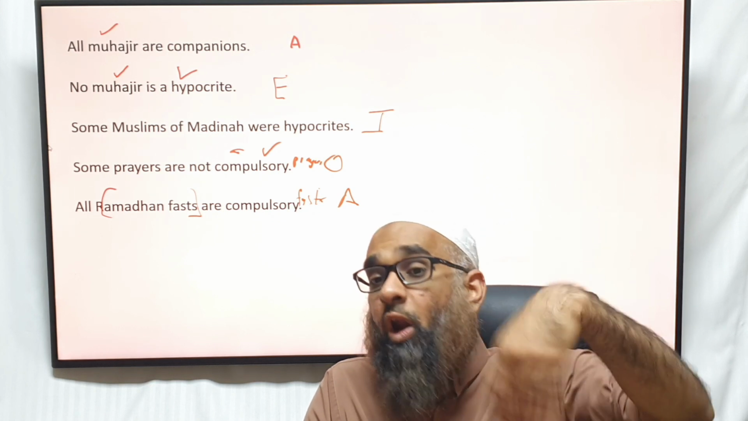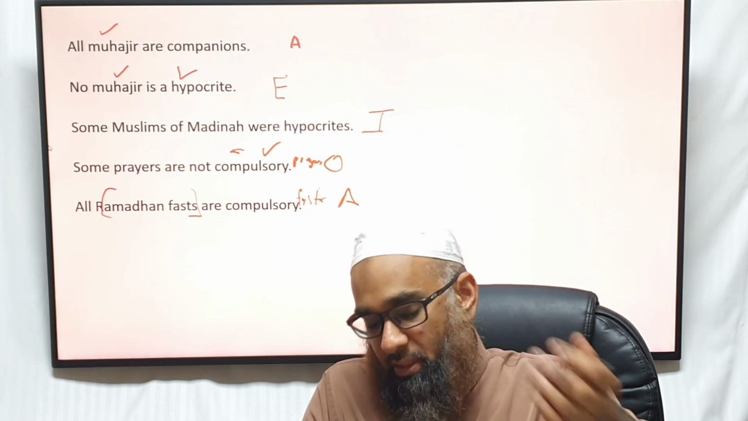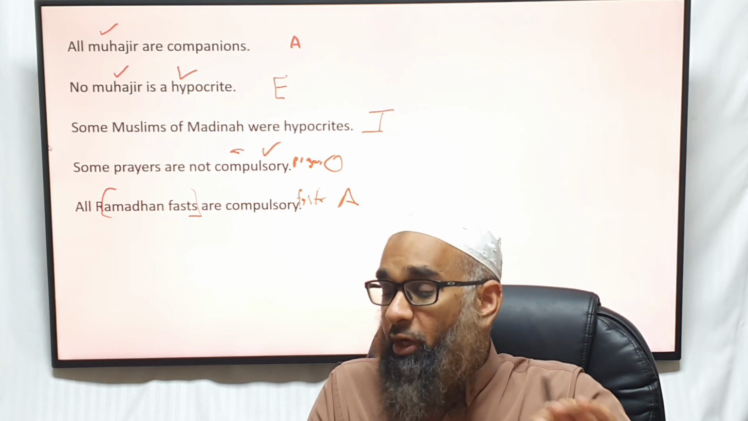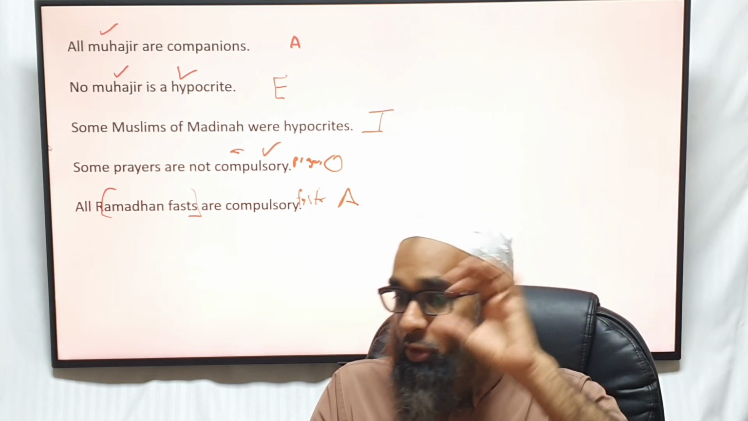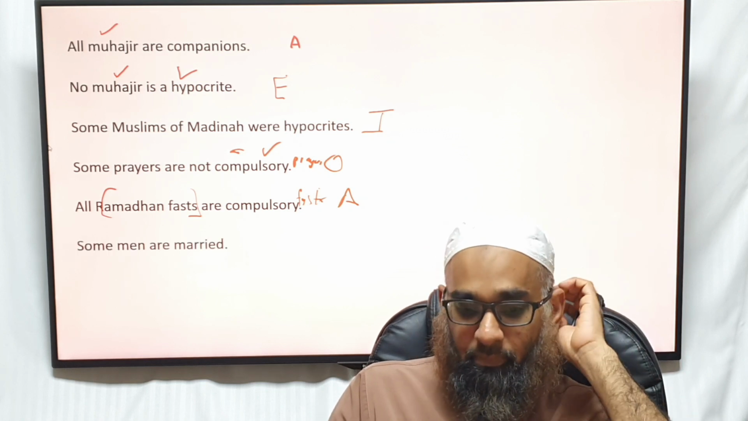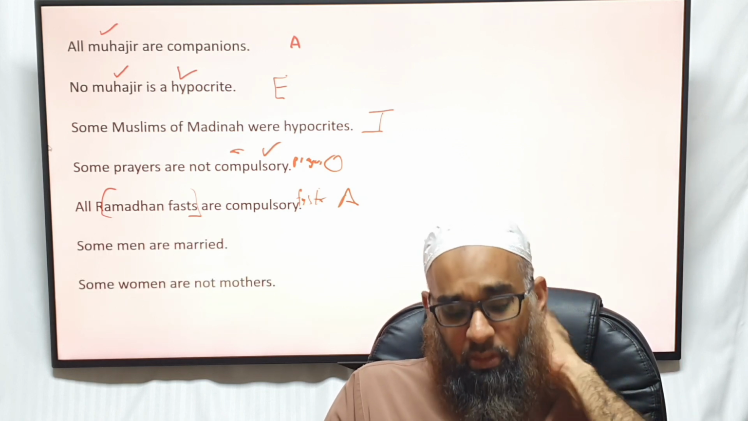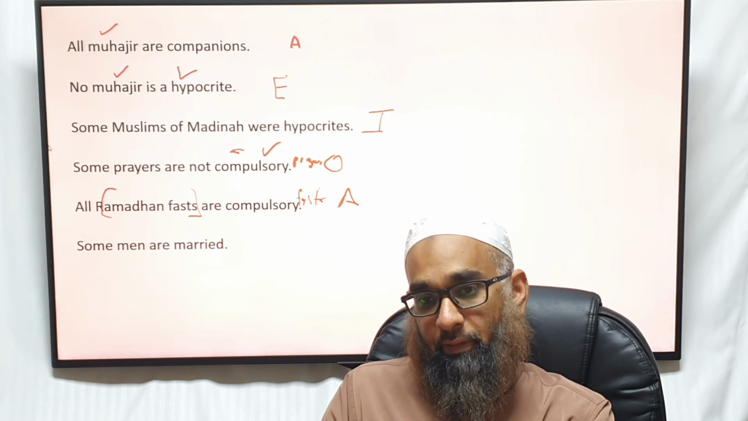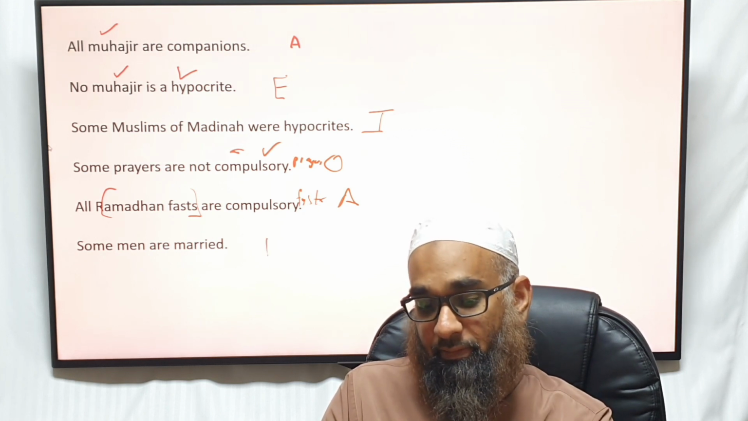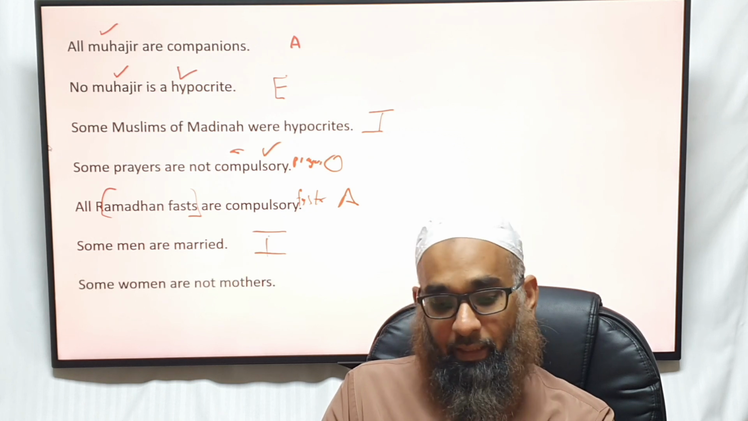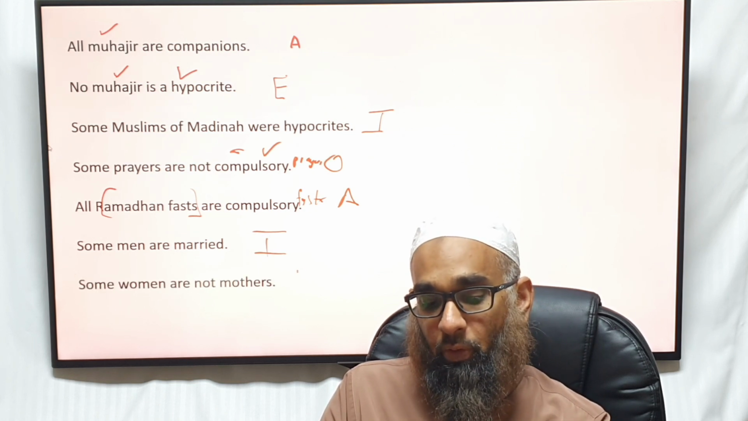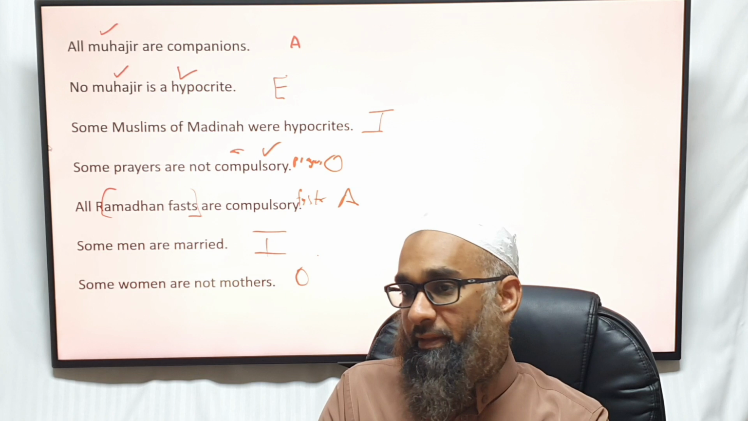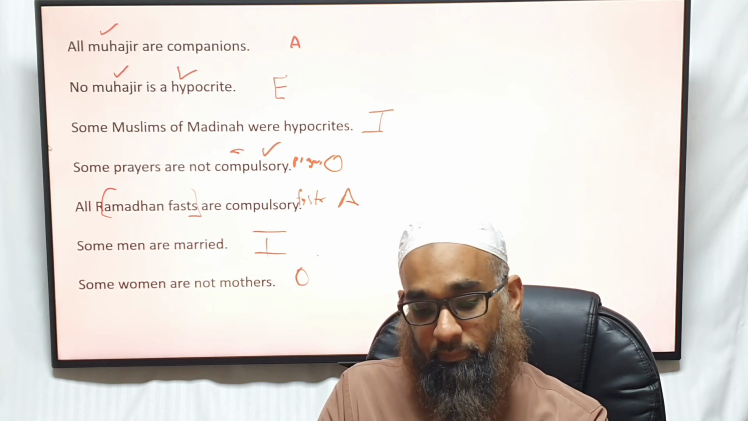But how do you convert normal day-to-day language into propositions? Categorical propositions we call it. So these are called categorical propositions. They talk about all or some. Some men are married. What's that proposition? An I, because it's affirmative. And some women are not mothers. What's distributed in I? Nothing. In the O? Mothers.